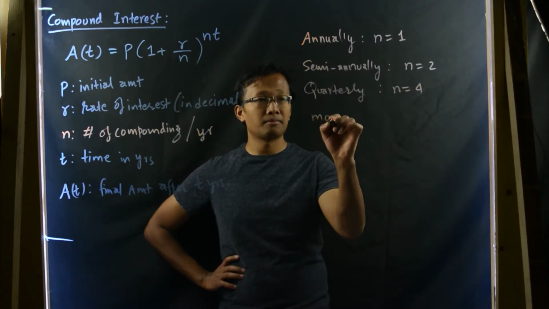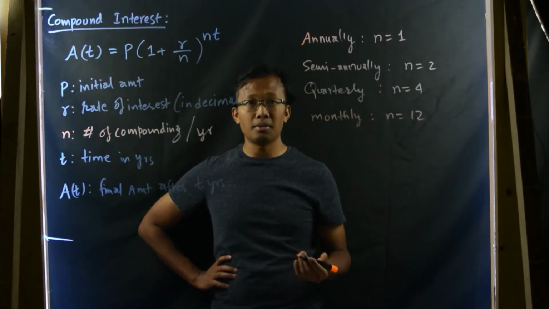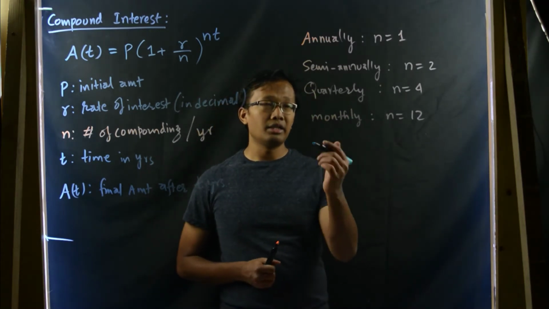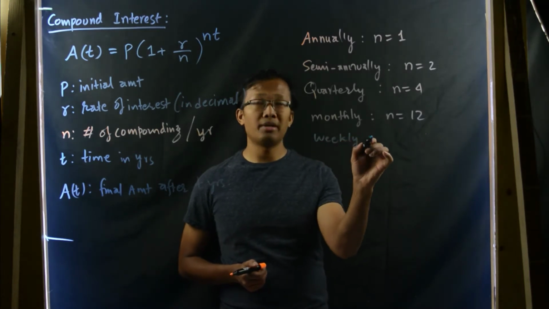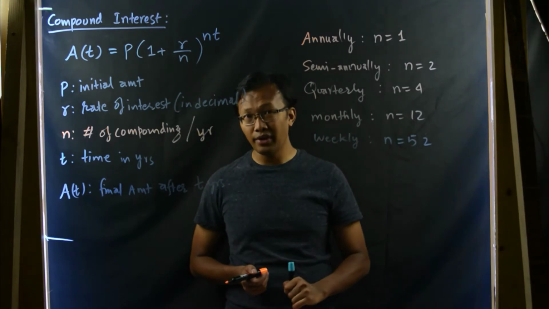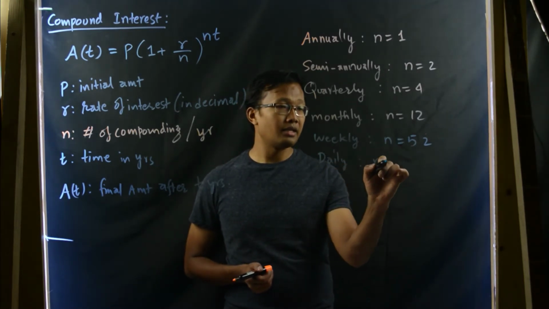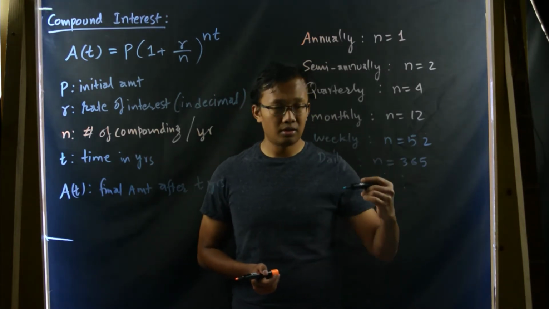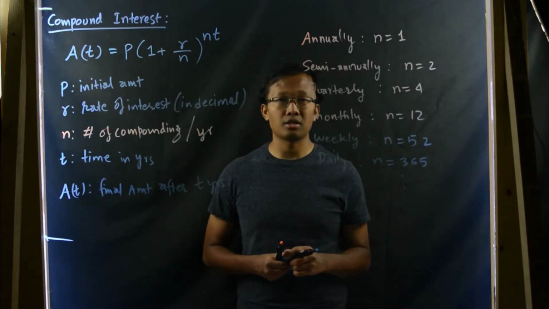Monthly, that's n equals 12, right? There are 12 months in a year. Similarly it could be weekly. How many weeks are there in a year? Of course there are 52 weeks, right? Daily, n equals 365, and so on. And you can go for smaller denominations also.